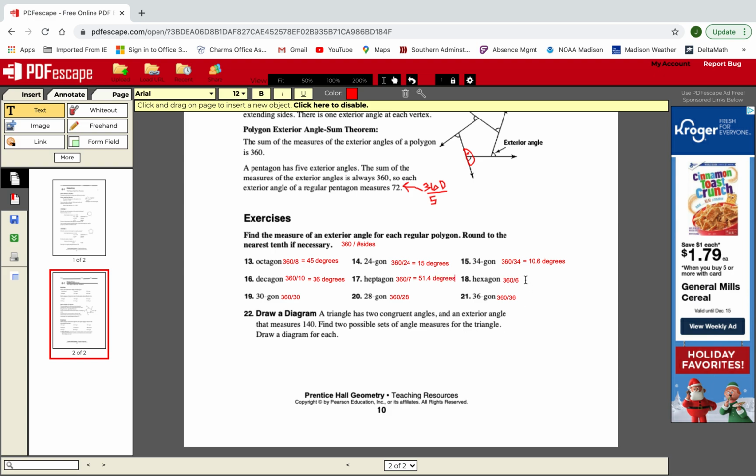360 divided by 7 is 51.4285714. That looks like it might repeat, so we're going to round to the nearest tenth, which will be 51.4 degrees. The hexagon, 360 divided by 6, is just going to give us 60 degrees. I hope y'all could do that in your head.